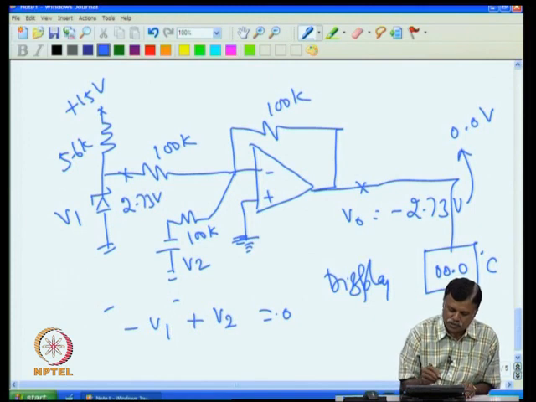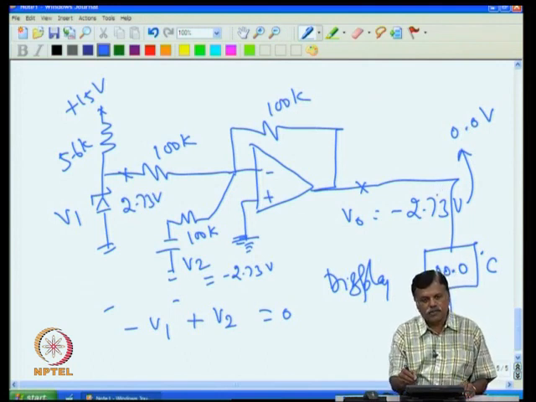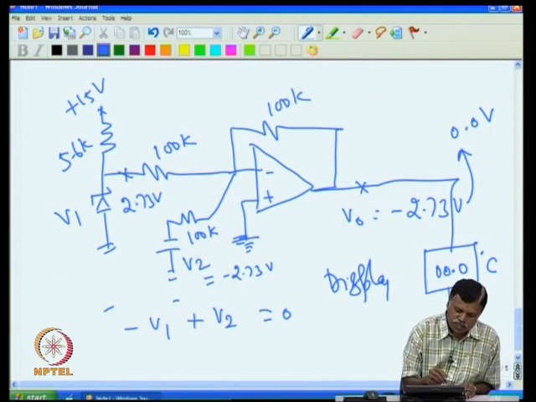So, to make output 0, all that I have to do is make V2 equal to minus 2.73 volt. So, I give here 2.73 volt, then this will become 0 at 0 degree C. Then if the temperature goes up, say to 100 degree C, this will go to 3.73 volt at this point. This remains 2.73.